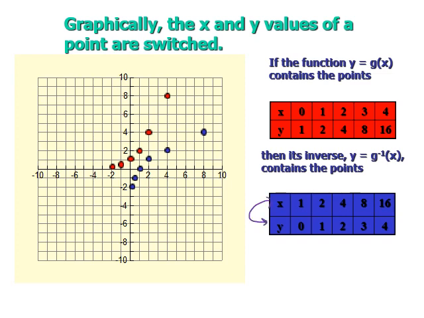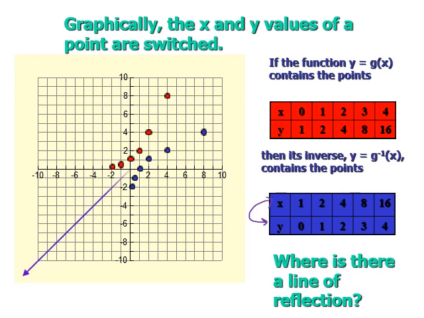Now, if you look on the graph, there's going to be a line of reflection. If you remember this from Algebra 1, it's the line from which all points and their inverses are equidistant away. In this case, it's our line y equals x. But again, the red point and the blue point are the same distance away.